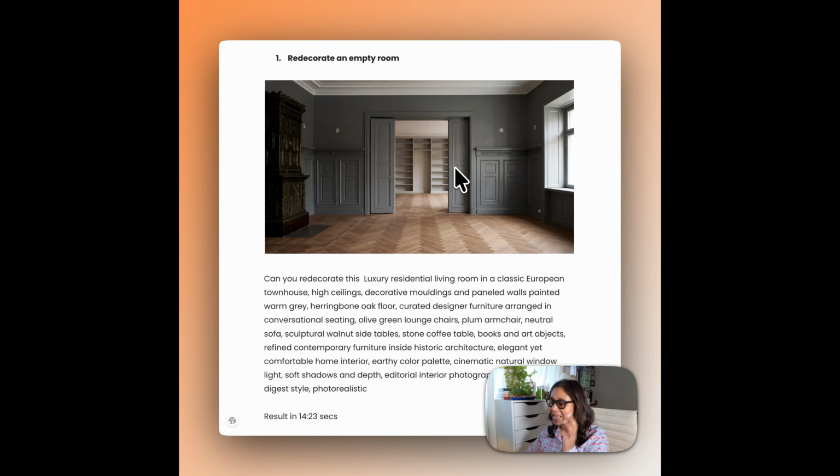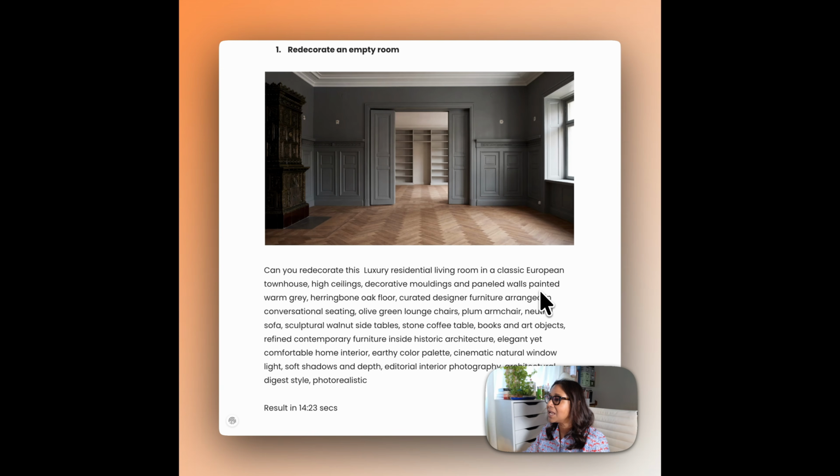So let me share my screen. I first started with an empty room, and you can see this room doesn't have very much in it other than architectural detail. I asked it to redecorate this luxury residential living room in a classic European townhouse. I asked it to keep the details and gave it a curated design of furniture. So you can see I didn't actually specify any specific examples except the elements that it needed to contain: the armchair, the lounge chair, and so on.